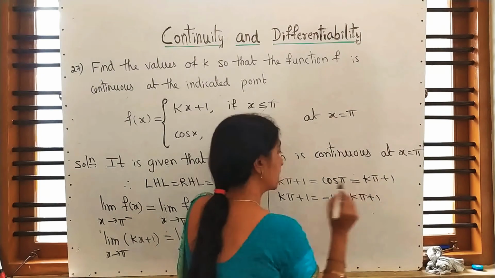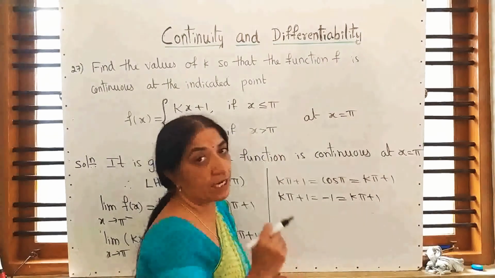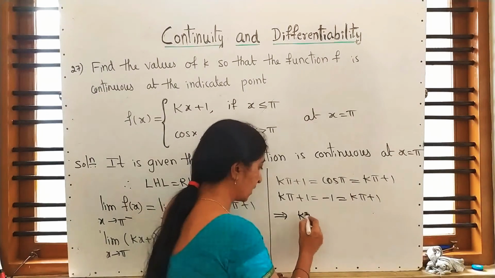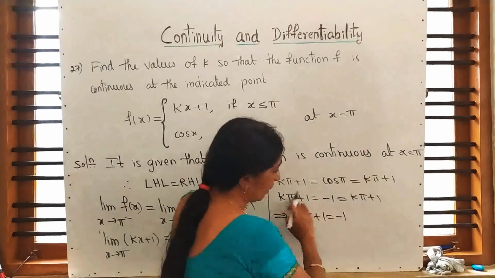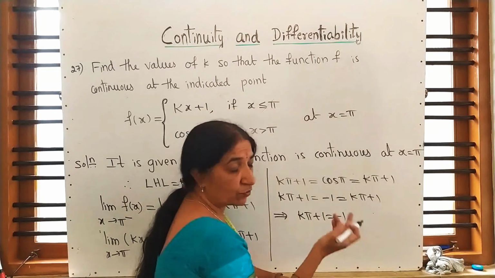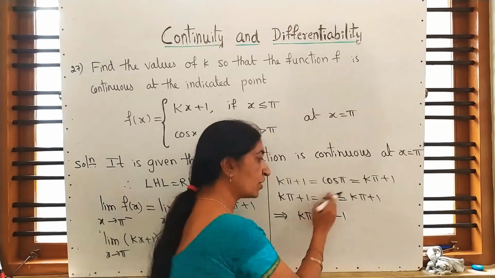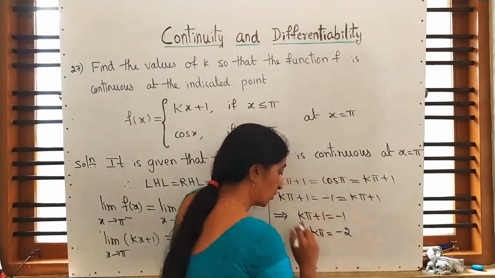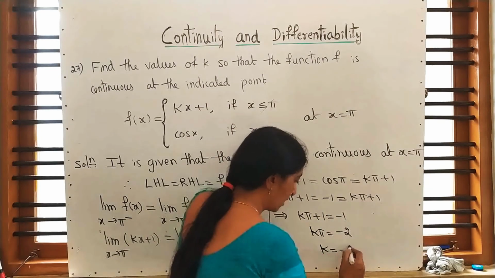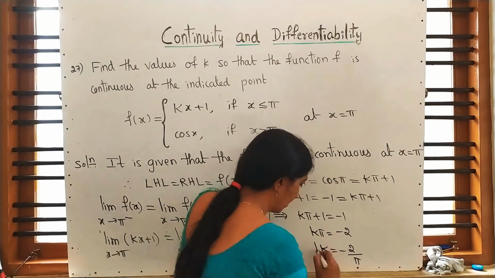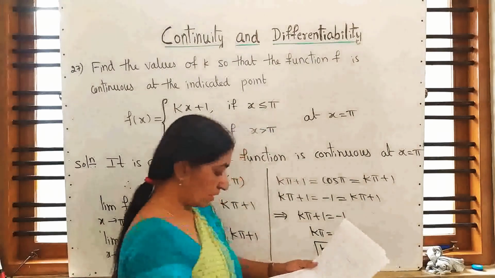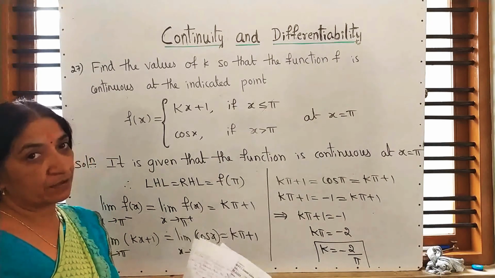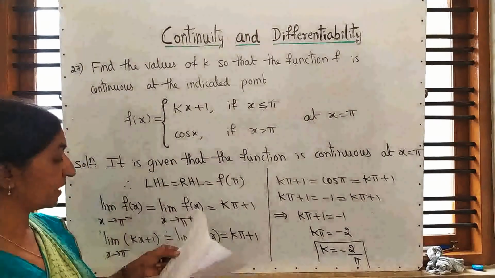So again, as we did in the previous, either take the first and second term or second and third. Now I am taking first and second. If you take first and last, k gets cancelled, so it is not possible. That's why first and second or second and third. k pi is equal to minus 2, taking plus 1 to that side. What is k? k is minus 2 by pi. See, the problems are very simple. Only thing is you must know the concept correctly.